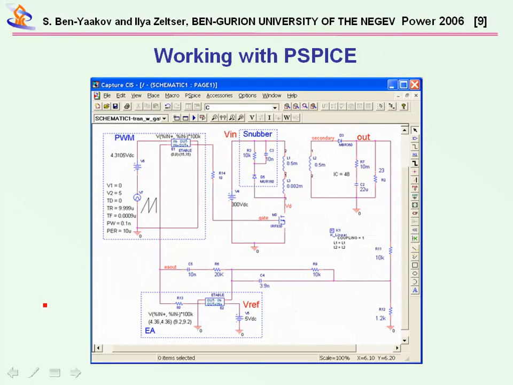Now, looking at a typical desktop window for schematics of PSPICE, here we have a real transistor, real in the sense that it is a model of a physical transistor, IRF, I guess 830.